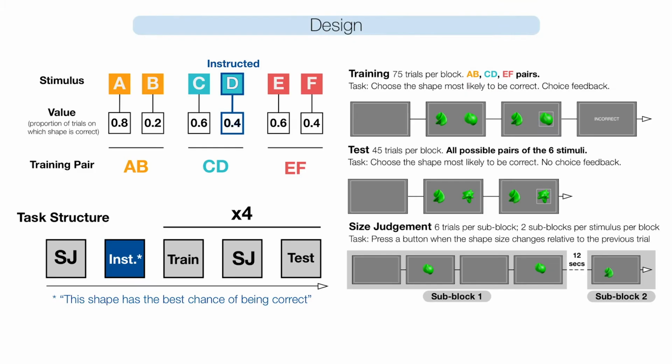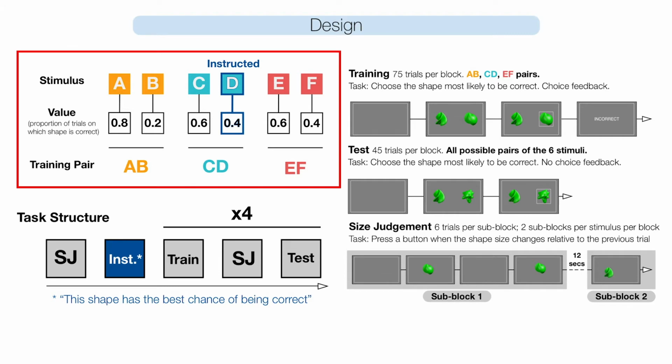In the task, subjects learned the value of 6 abstract visual stimuli, where value is the proportion of trials on which a choice of the stimulus is correct. These stimuli are randomly assigned to one of 3 training pairs, such that within each pair there is a high and low value stimulus, and the difference in values in the CD and EF pairs are the same. But crucially, subjects are always instructed that the low value D stimulus has the best chance of being correct.